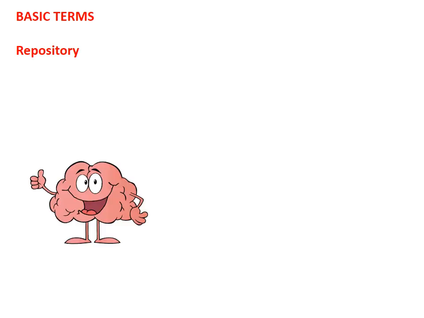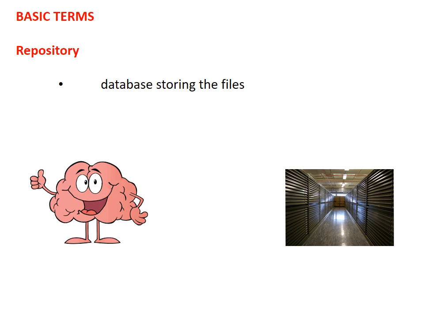Before going to SVN commands, we'll understand the basic terminologies. The first one is repository. It is the brain of any version control system. It is also called a repo. It has the complete version or revision history of all the files under version control.